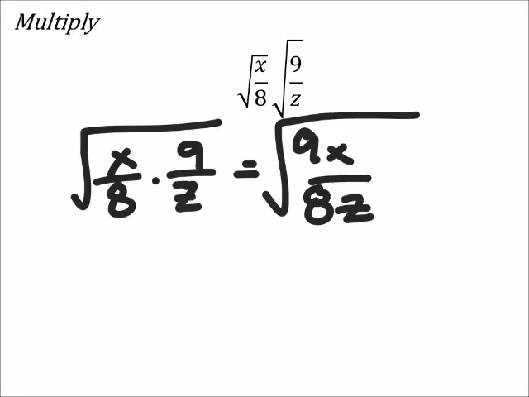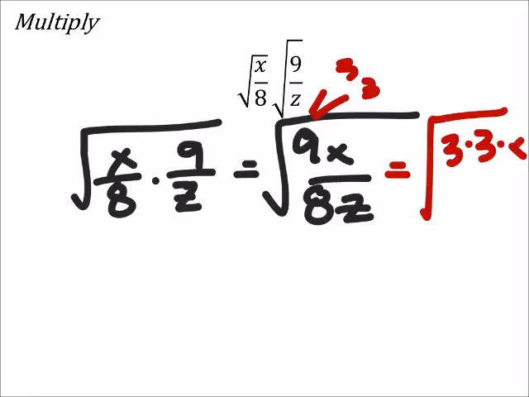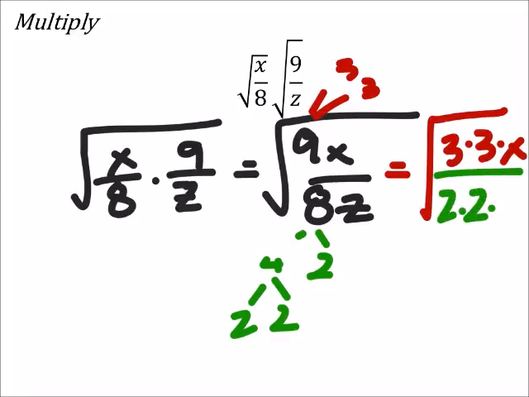Well, there are parts of this that we can't factor out on this one. For example, the 9. 9 is going to split up into 3 and 3. So this ends up being the square root of 3 times 3 times x. And 8 would split up into 4 and 2, and 4 splits up into 2 and 2. So this is all over 2 times 2 times 2 times z. So if I have pairs of anything, I can pull it out, right?